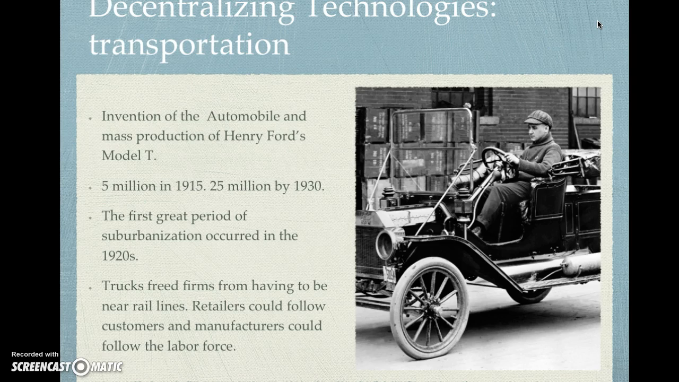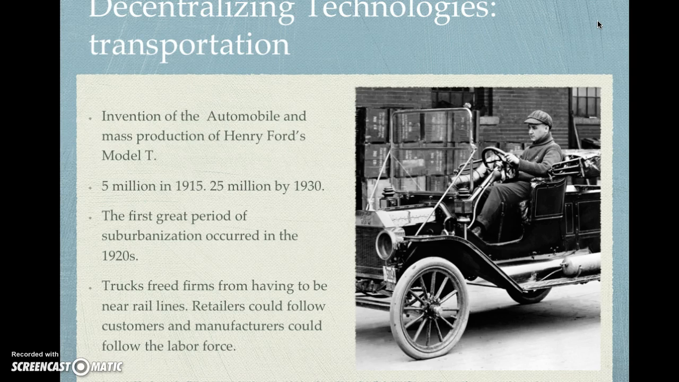The automobile was a game changer in the life of cities. So we had the invention of the automobile plus mass production of the Model T. That's a picture right there of Henry Ford's Model T. Just to get an idea of this trend, in 1915 there were 5 million automobiles. By 1930, just 15 years later, there were 25 million. So really the first great period of suburbanization occurred in the 1920s.